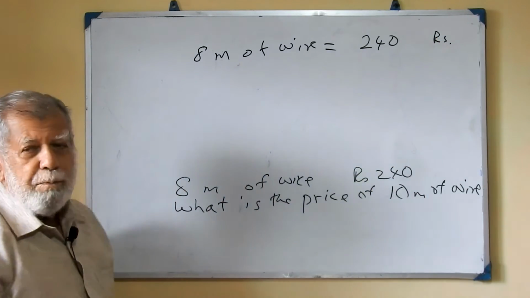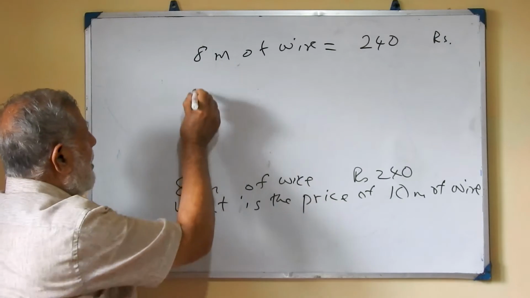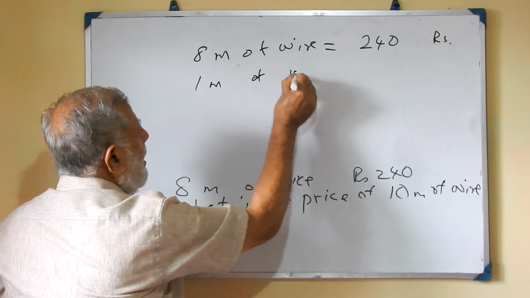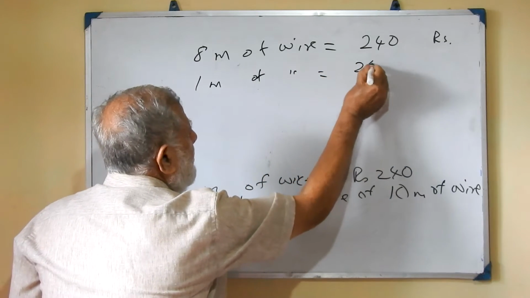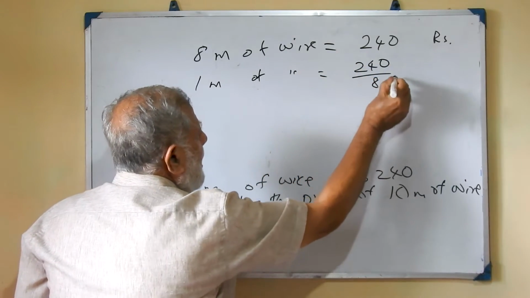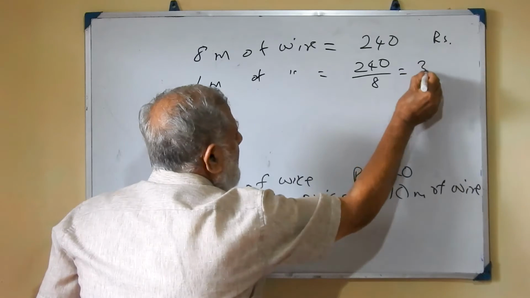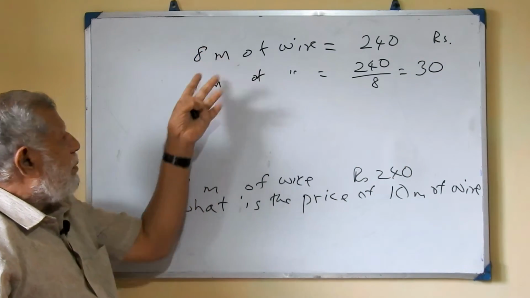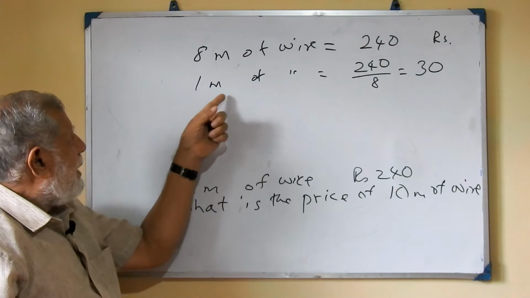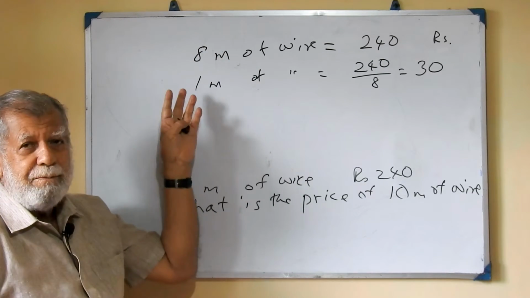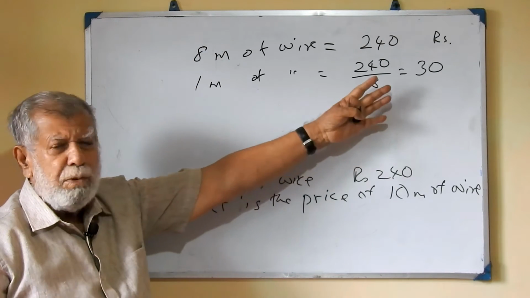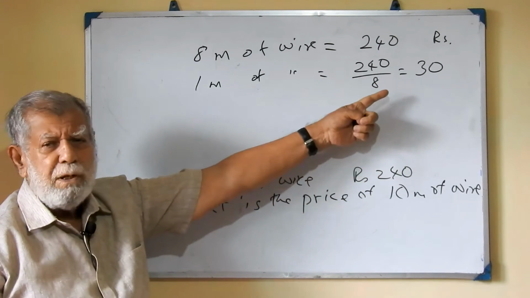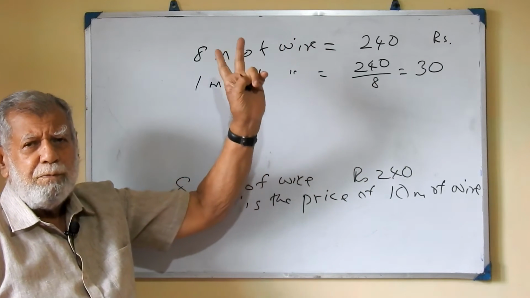So we find the price of 1 meter. 1 meter of wire equals 240 divided by 8, which is equal to 30 rupees. You have to notice two things. First of all, the meter and meter must come on this side. And what we are finding must come on the right hand side. We are finding the price, so the price must come on the right hand side. Those two rules you have to follow.